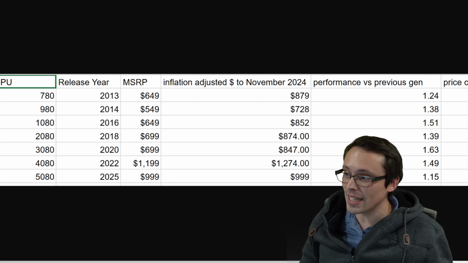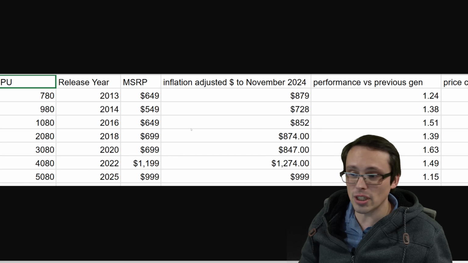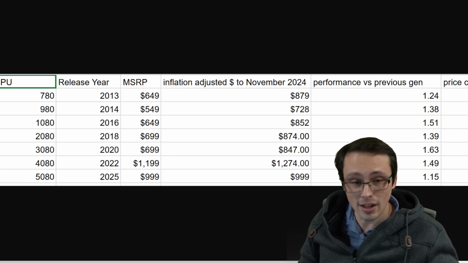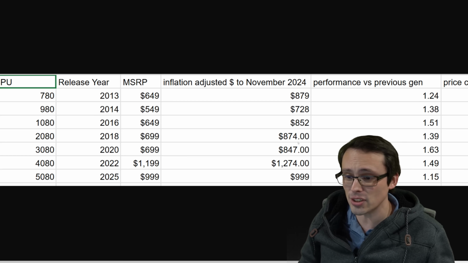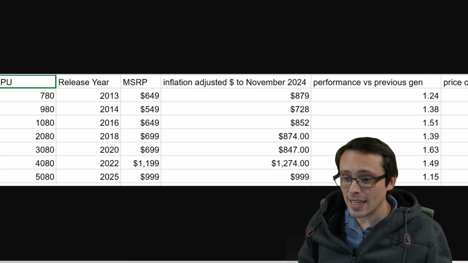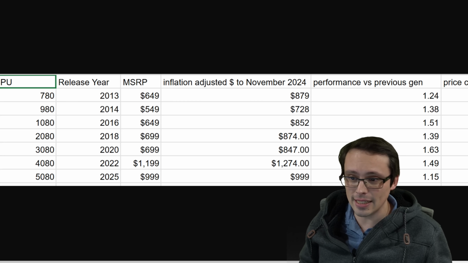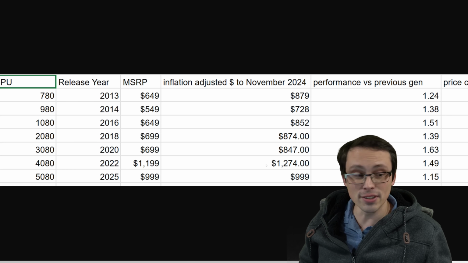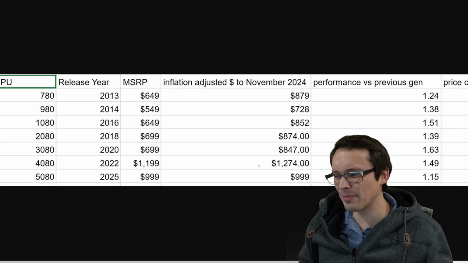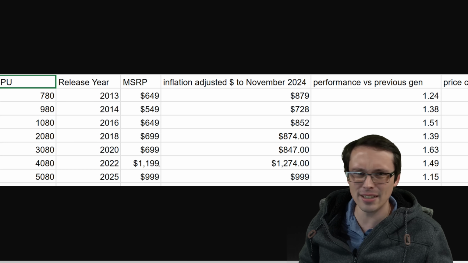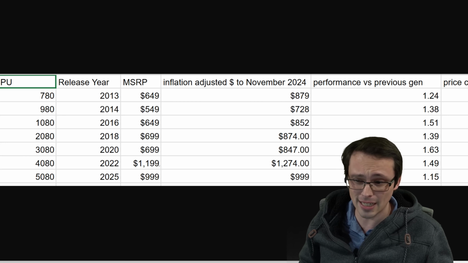So take a look at this. If we track 780, 980, 1080, 2080, 3080, 4080, 5080 release years, their MSRPs, and then I've even adjusted their MSRPs into today's dollars using a Bureau of Labor Statistics inflation calculator, we can see that they were generally around $850-ish, although the 980 was a particularly good deal at 728, until the 4080 came in after a crypto mining boom where Nvidia learned, oh, we can price things super high, except that people kind of rejected it and it had to get reclassified as a 4080 Super at $1,000.